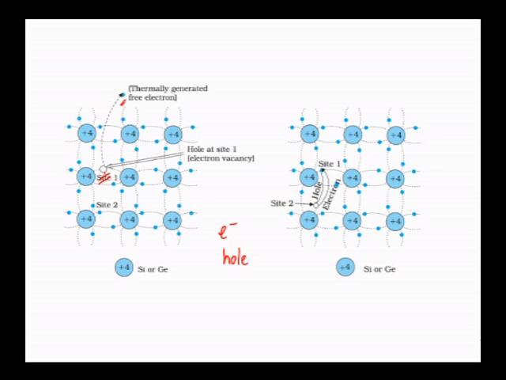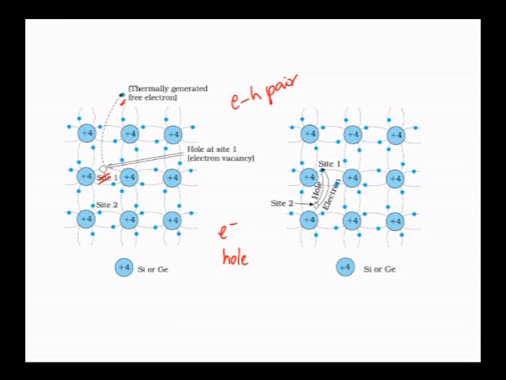It means that you will always get an electron and hole pair created. So this EH pair is created due to thermal energy. And how is this hole going to help us in conduction?